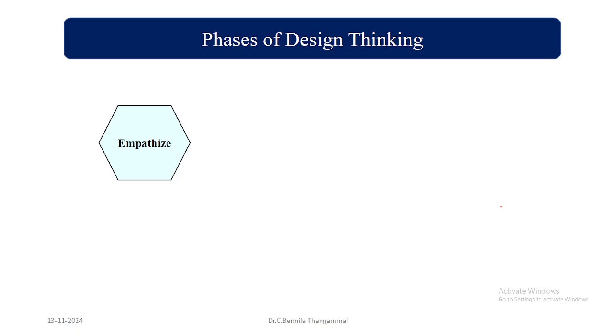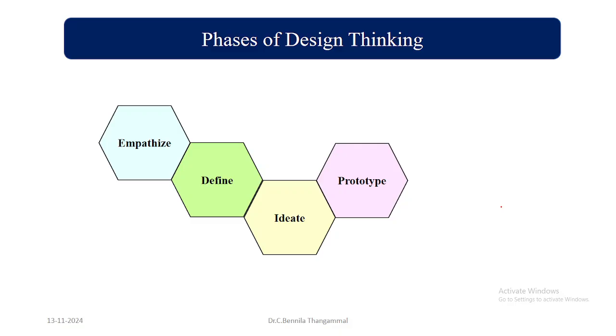So there are five phases in design thinking. Phase one is empathize. Empathize is nothing but understanding the problem of the user for whom you are going to design. The next phase is define, where we are going to define a problem statement. And the third phase is to generate creative solutions to this problem, that is ideate. And the fourth phase is prototype. So make your ideas into a tangible one.